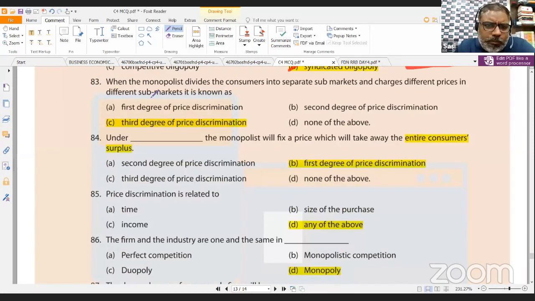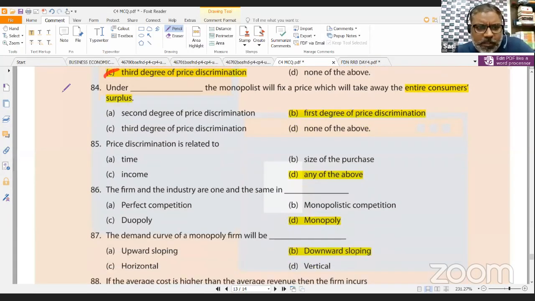Then 83rd question, when the monopolist divides the consumers into separate sub-markets and charges different prices in different sub-markets, what is it called? It is called as third degree of price discrimination. Naturally, different markets is distinguishing. Different persons, if he distinguishes, it is first degree. Different quantities, if he distinguishes, it is second degree. Different markets, if he distinguishes, that is third degree of price discrimination. So 83rd question correct answer is C.